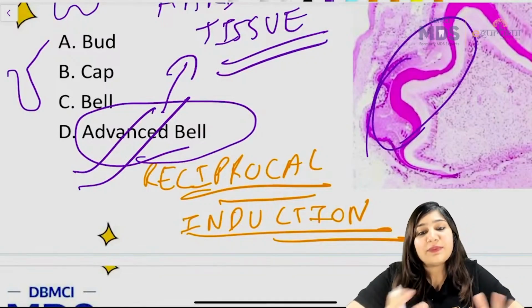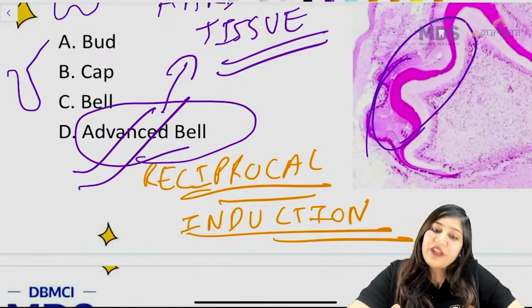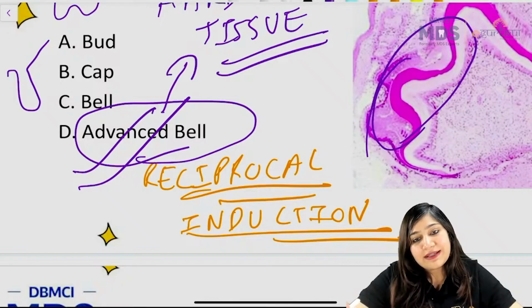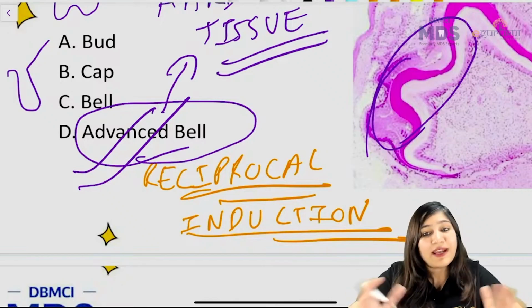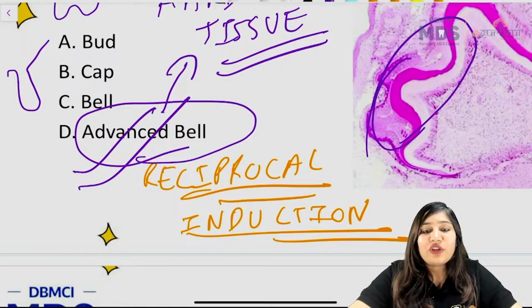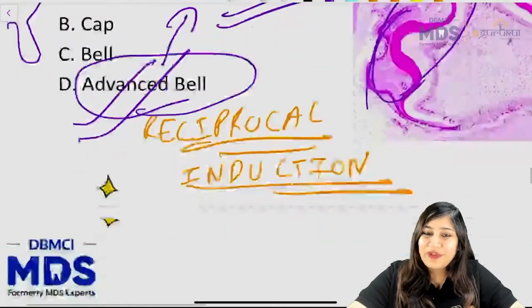Well, we can see reciprocal induction. Under the influence of inner enamel epithelial cells, dental papilla cells differentiate, odontoblasts are formed, dentine is formed. And under the influence of dentine, enamel will be formed.